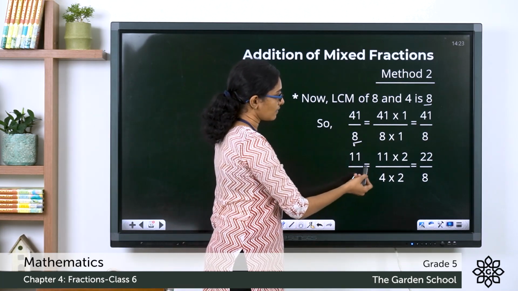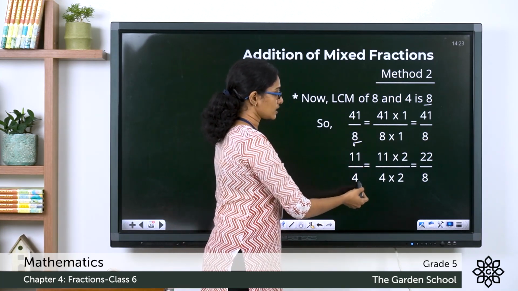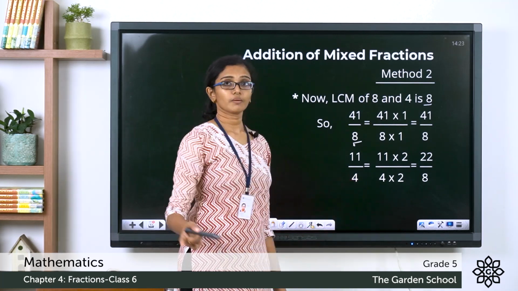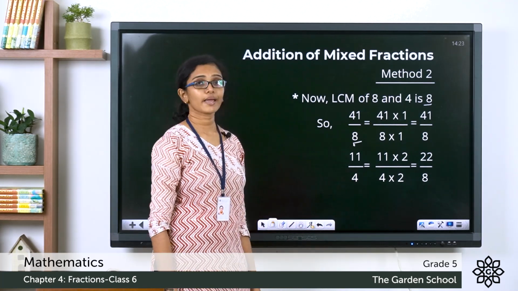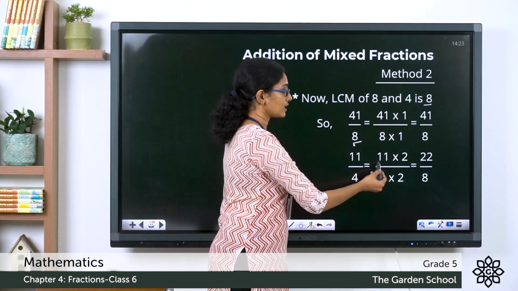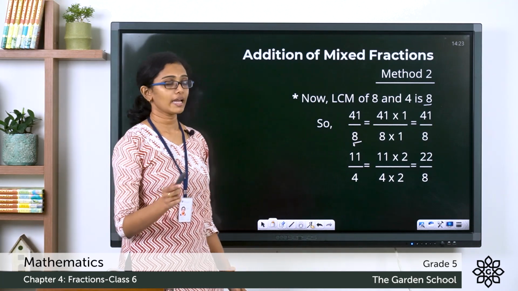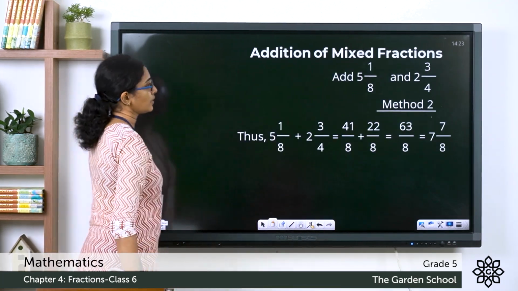Now, in the second case, you have 11 by 4. And this 4 has to be changed to 8. For that, you have to multiply it by 2. So, since you are multiplying the denominator, you have to do the same in the numerator as well. So, that gives you 11 into 2 by 4 into 2. That is equal to 22 by 8. There we have the like fractions now.